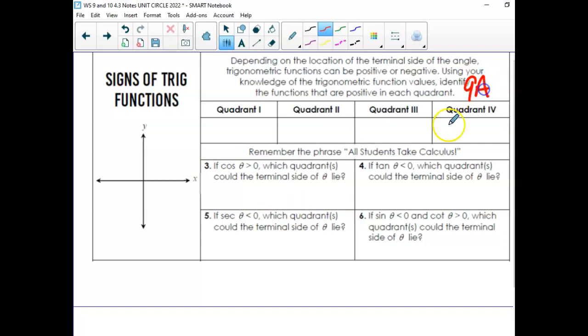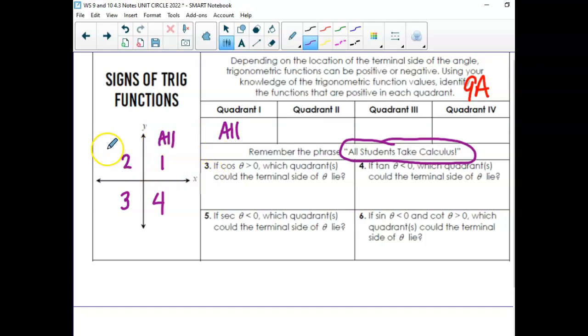Okay, thank you. So we actually already talked about this, so we don't necessarily need to do all of this. We already took these exact notes at the top of something else, so I just want to revisit. This is quadrant 1, quadrant 2, quadrant 3, quadrant 4. We use the phrase, all students take calculus, because all the functions are positive in quadrant 1. Okay, in quadrant 2, if we'd write students, that would mean the sign is positive.